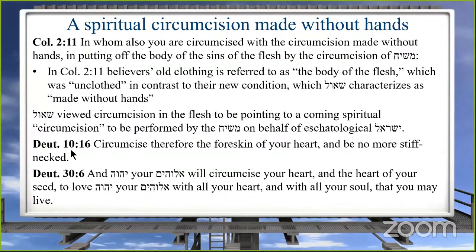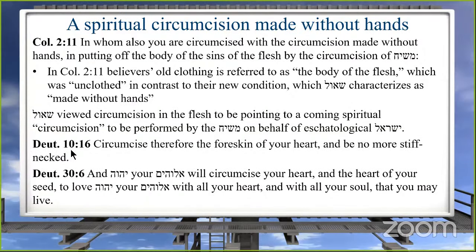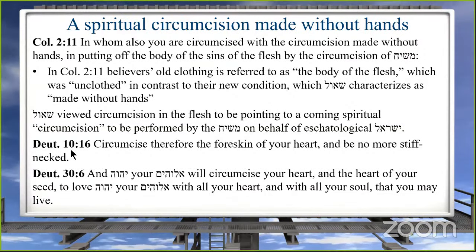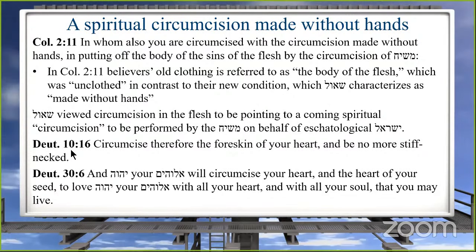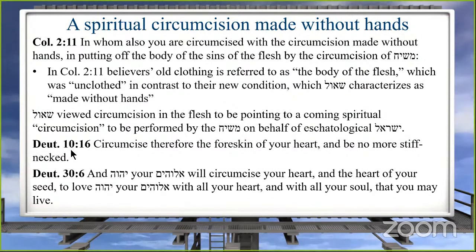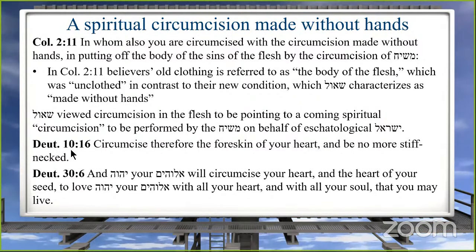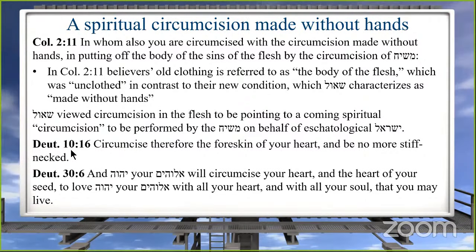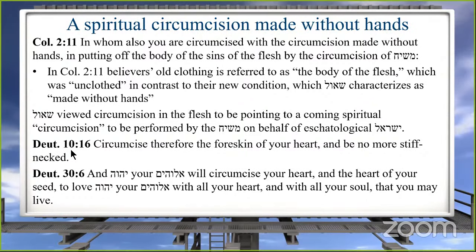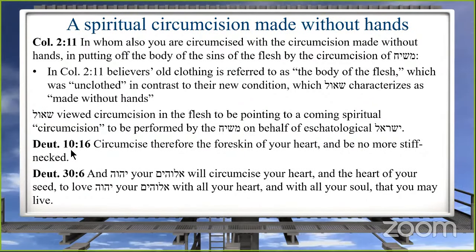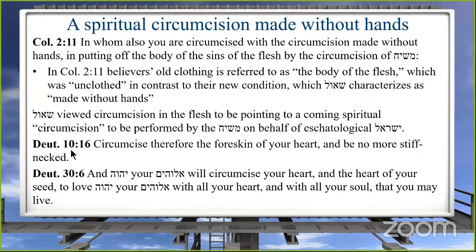Spiritual circumcision made without hands. Colossians 2:11 goes on to say, in whom also you are circumcised with the circumcision made without hands, and putting off the body of the sins of the flesh by the circumcision of Mashiach. So the believer takes off the old clothing, referred to as the body of the flesh, which was unclothed, if you will, in contrast to the new condition, which Shaul or Paul characterized as made without hands. So we do know that this is not talking about a physical circumcision, right?